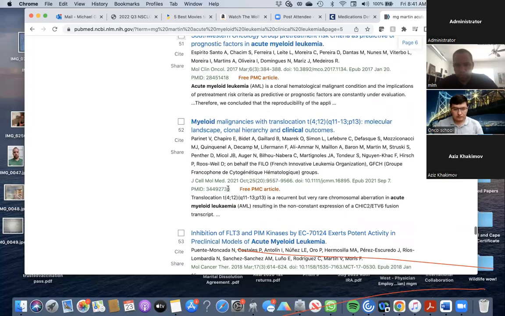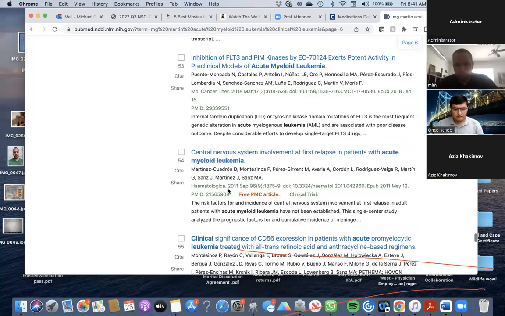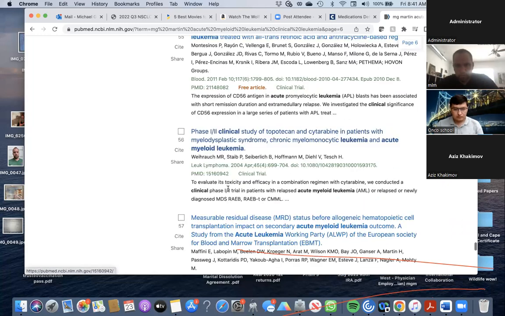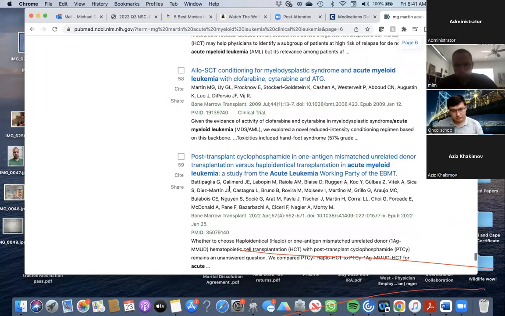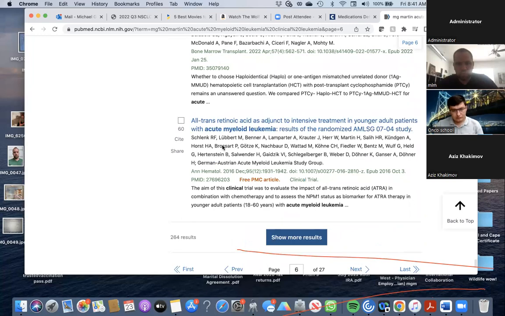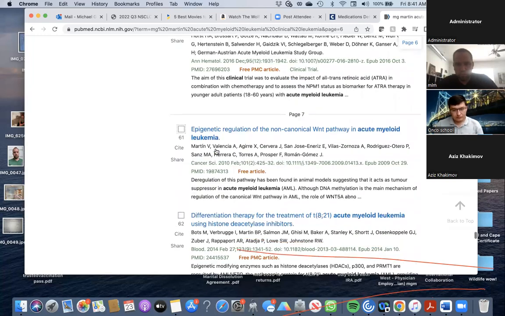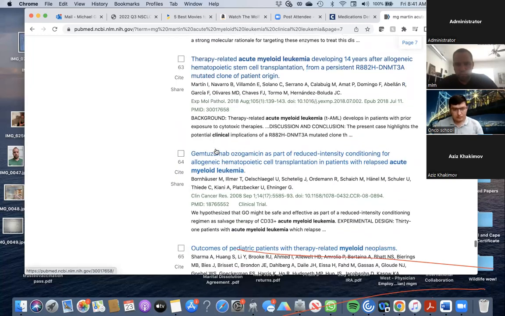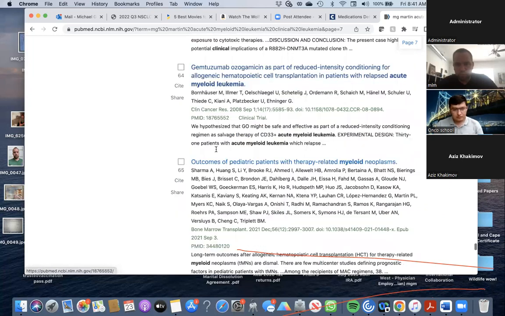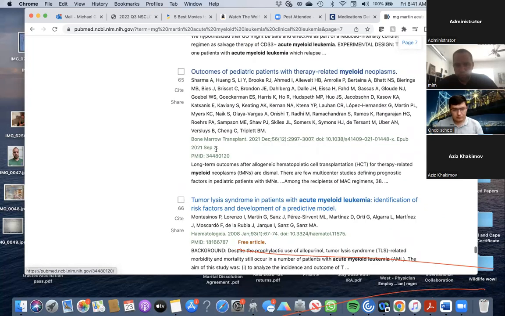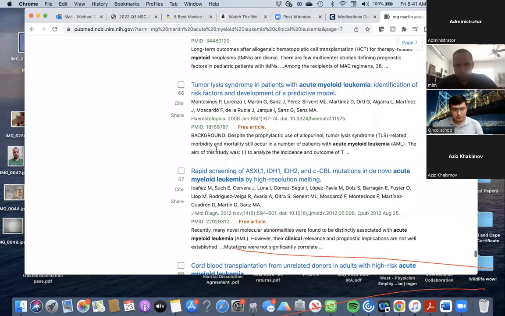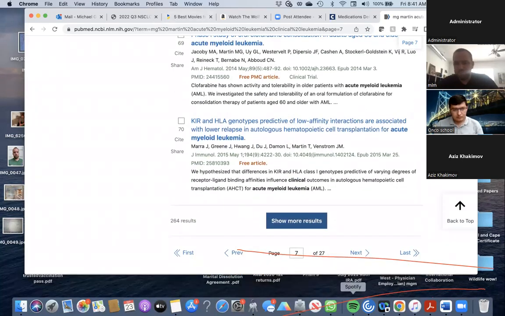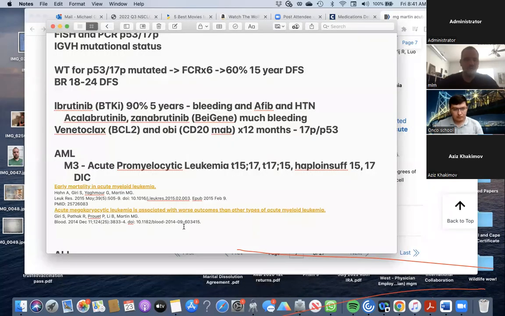Okay, anyway, you get the point. There are several articles there that I just put in. There's a couple of articles that you can reference that will tell you how to avoid early mortality in acute myeloid leukemia, how often you're supposed to check labs, et cetera.